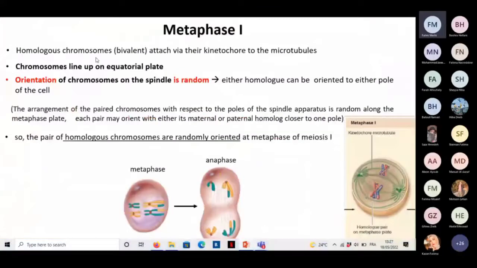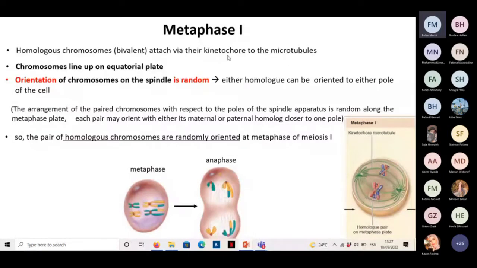So at the metaphase 1, the homologous chromosomes or the bivalent, we are still calling them bivalent because they are still attached to each other at the level of the chiasma. Whenever this chiasma attaching those homologous chromosomes together disappears, we won't call them bivalent or tetrad anymore, okay? So those homologous chromosomes will attach to the microtubule spindle by their kinetochore.